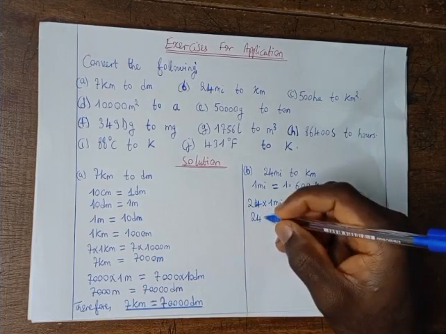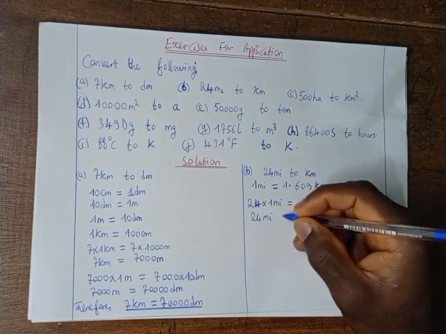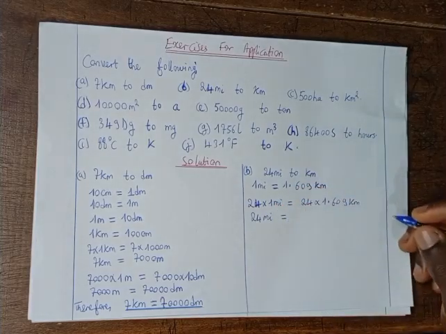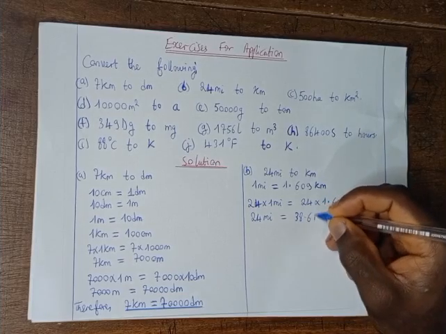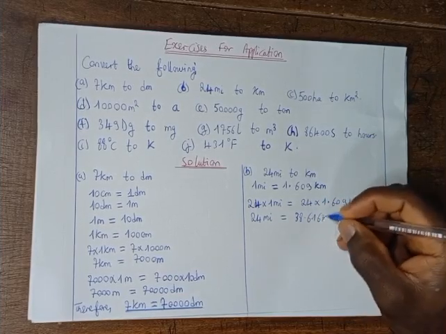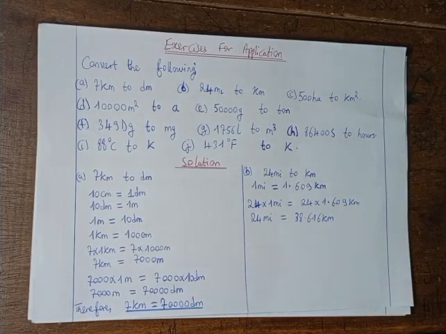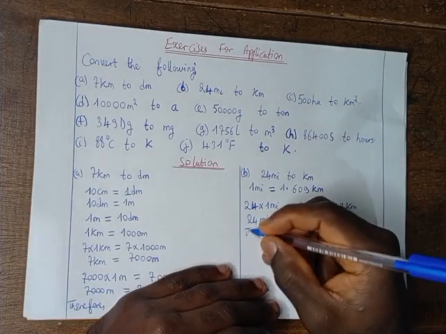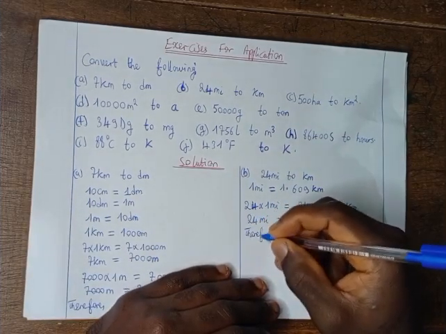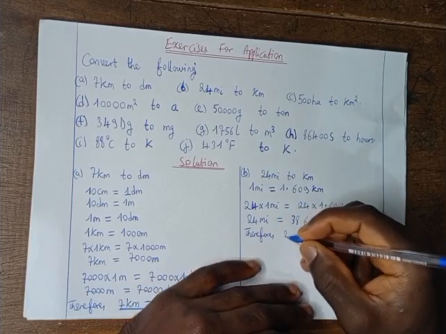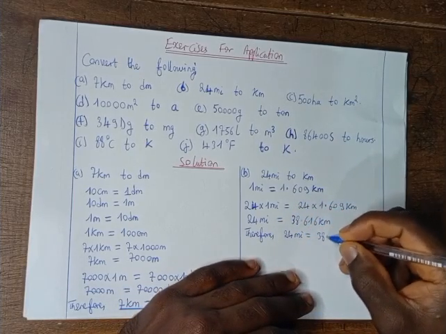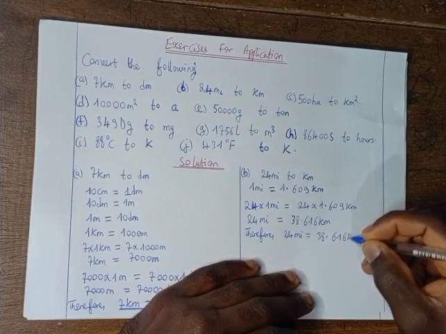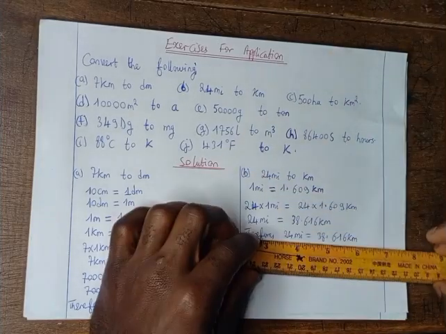This will give us 24 miles to be equal to 38.616 kilometers. So we conclude, therefore, 24 miles is equal to 38.616 kilometers.